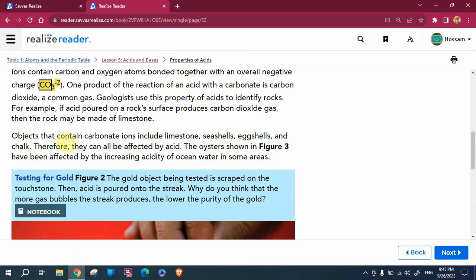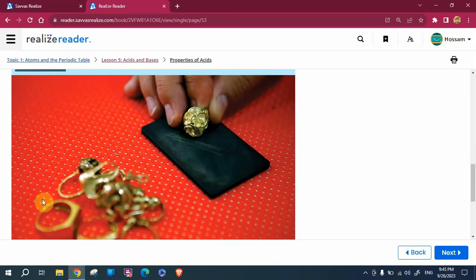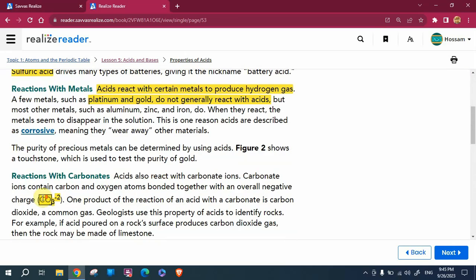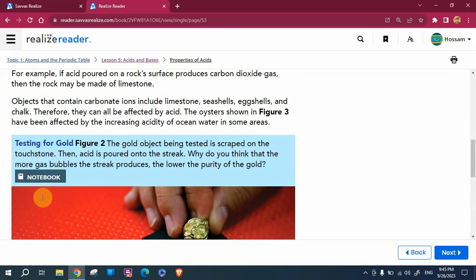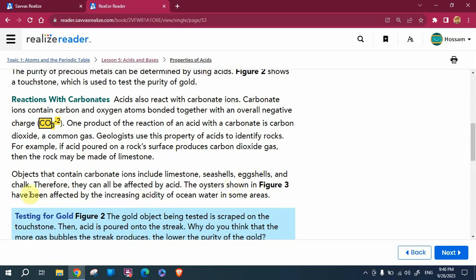Some objects that contain carbonate ions include limestone, seashells, eggshells, and chalk. Therefore, they can all be affected by acid. The oysters shown in figure 3 here, or I think in the next page, what happened to this component has been affected by the increasing acidity of ocean water in some areas.